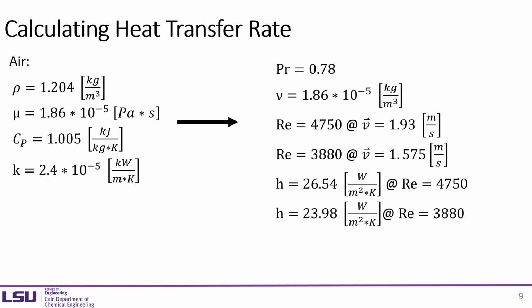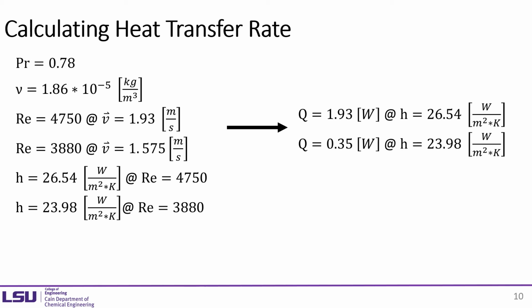So with this data on the left, which is the density, dynamic viscosity, specific heat, and thermal conductivity of air, we can calculate the Prandtl number, the kinematic viscosity, the Reynolds number, and the heat transfer coefficient. Now, in these calculations, you can see that we get a Reynolds number of between 3,800 and 4,800. So this flow is laminar. And with these calculations, we see that we get a heat transfer coefficient of 23.98 and 26.54 at the lower and upper CPU fan speeds, respectively.